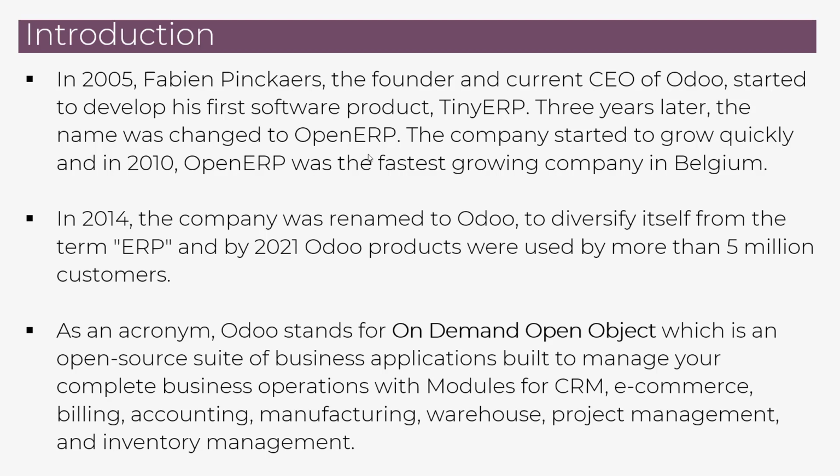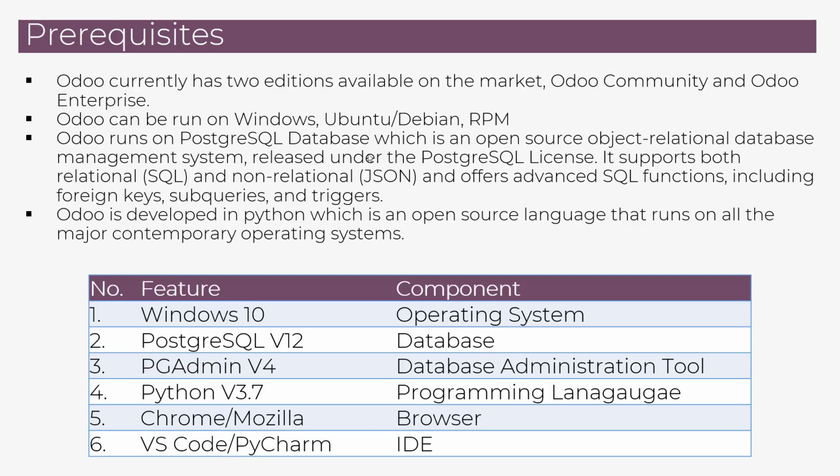As an acronym, Odoo stands for On-Demand Open Object, which is an open source suite of business applications built to manage your complete business operations with modules for CRM, e-commerce, billing, accounting, manufacturing, warehouse, project management, and inventory management. There are far more modules than this, which you can get under odoo.com.